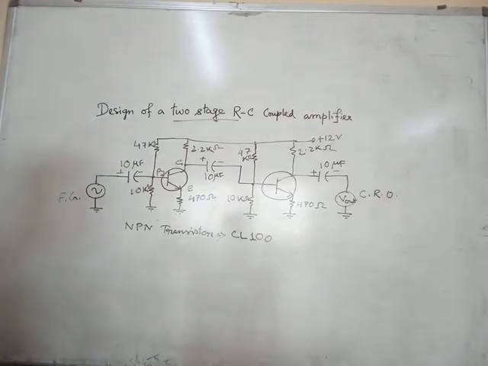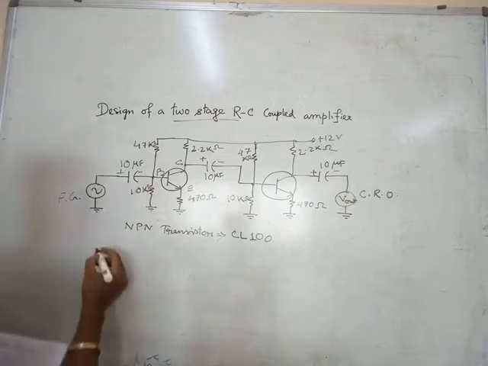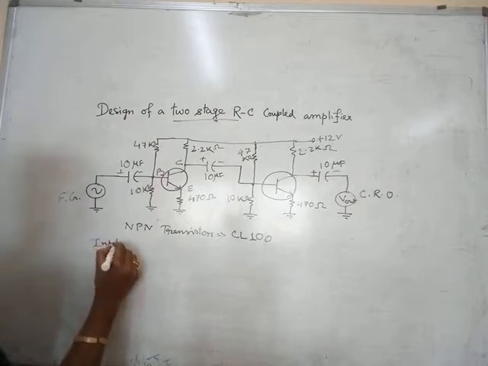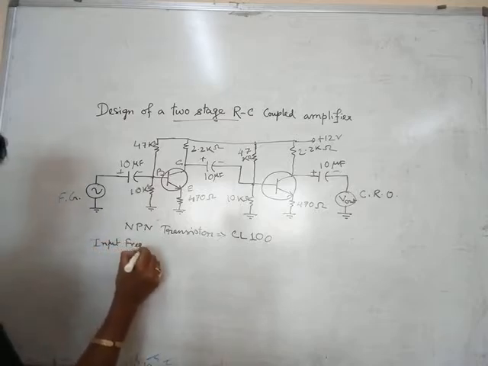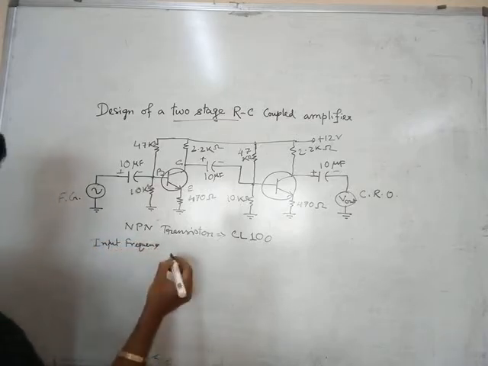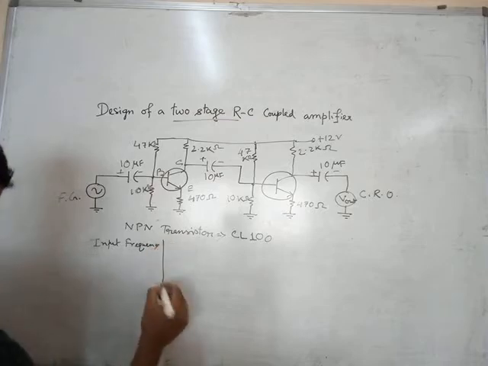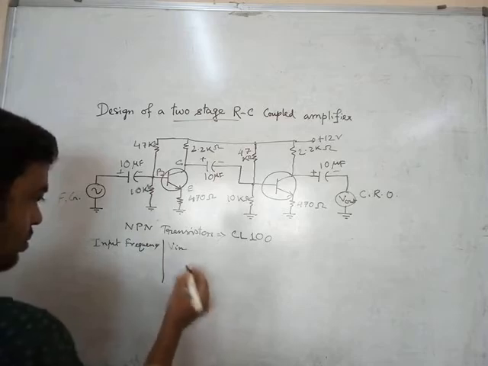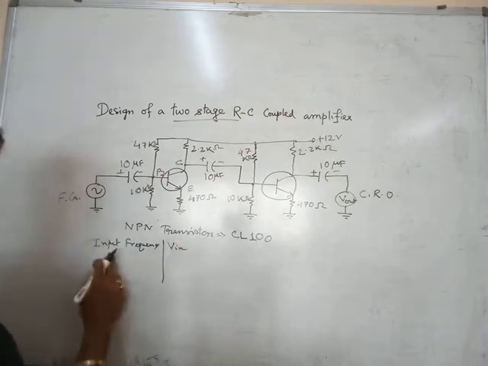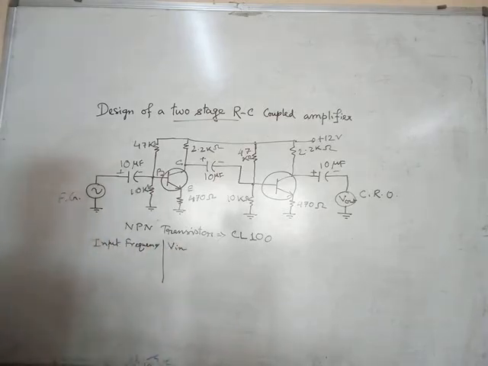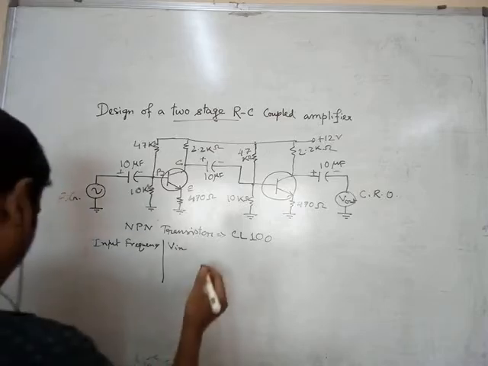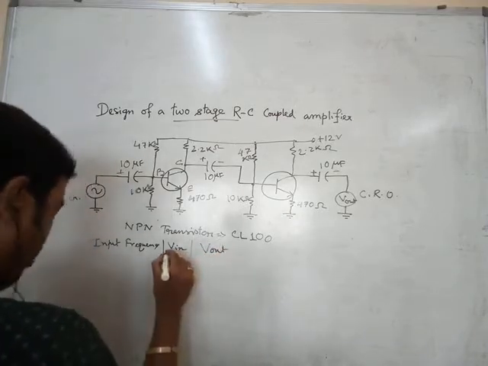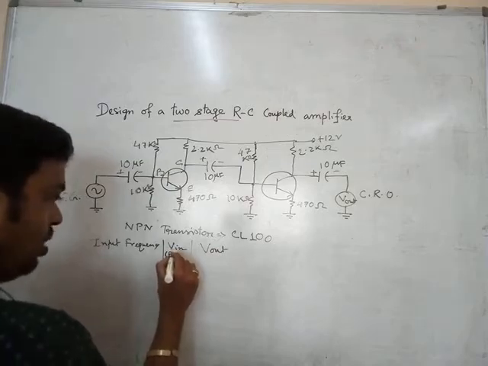Now we get the reading. What is the table? First, input frequency. Next, V in. Both these readings we take from function generator. Next, V out. Both V in and V out must be peak to peak.